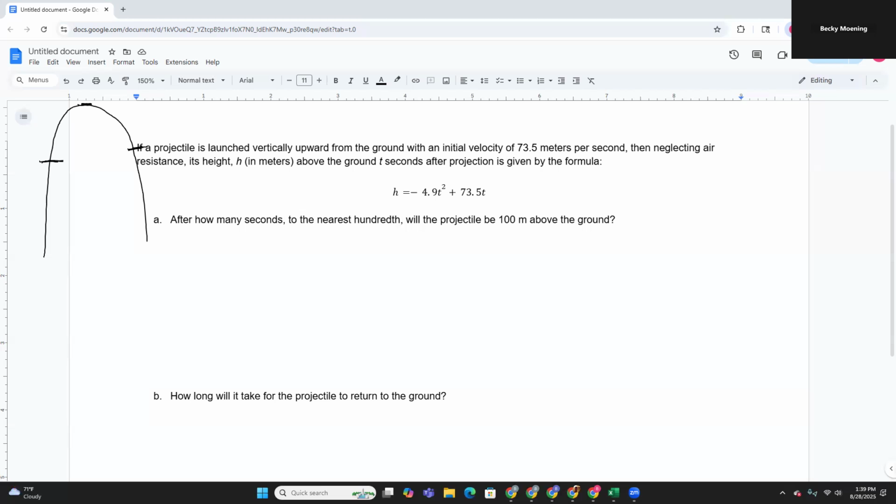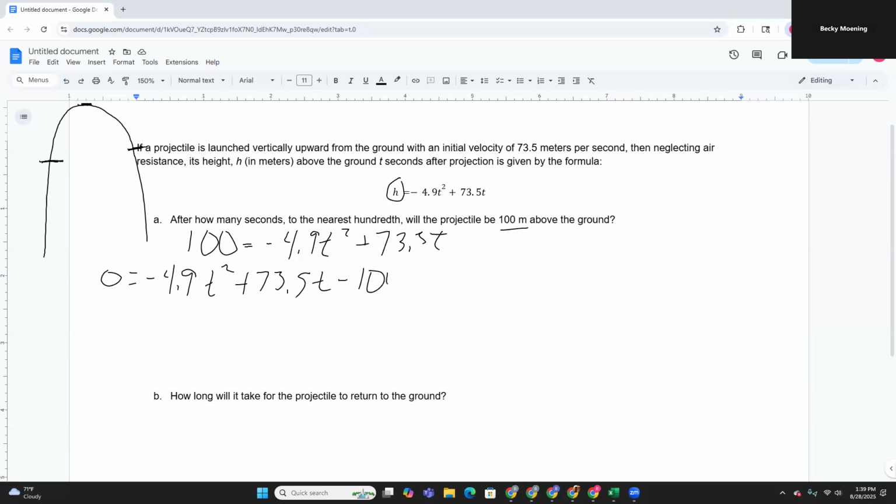The big part of this is 100 meters above the ground means that h is 100. So we say, okay, 100 equals negative 4.9 t squared plus 73.5 t. Well, it's a quadratic, so we need to get this to equal 0. So I'm going to subtract 100 from both sides, and I get 0 equals negative 4.9 t squared plus 73.5 t minus 100. Now, I don't do very much factoring when I have decimals and a negative quadratic coefficient. So I'm going to just turn to my handy dandy quadratic formula.